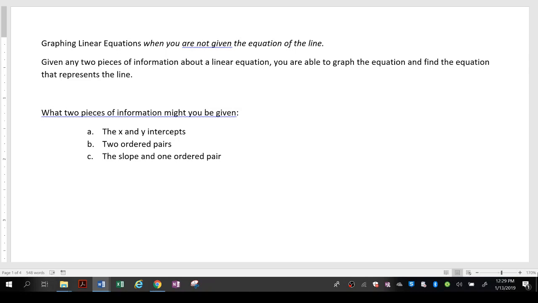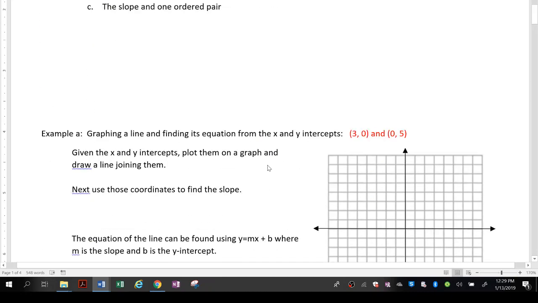So there are three types of information you might be given. You might be given the x and y intercepts. You might be given two ordered pairs that sit on the line, or you might be given the slope and one ordered pair. With any of those, you can graph and find the equation of the line. So we're going to look at an example of each of those.